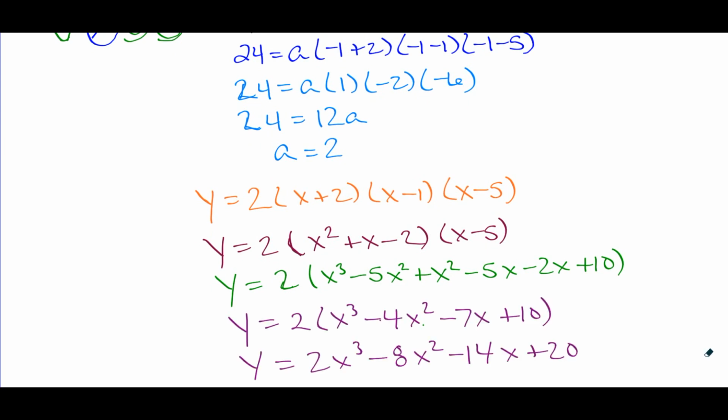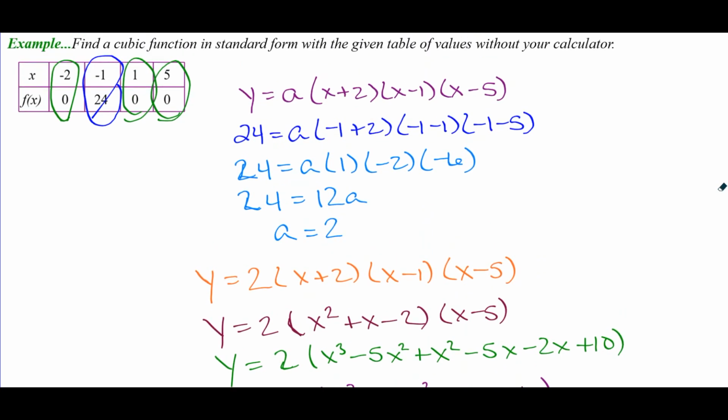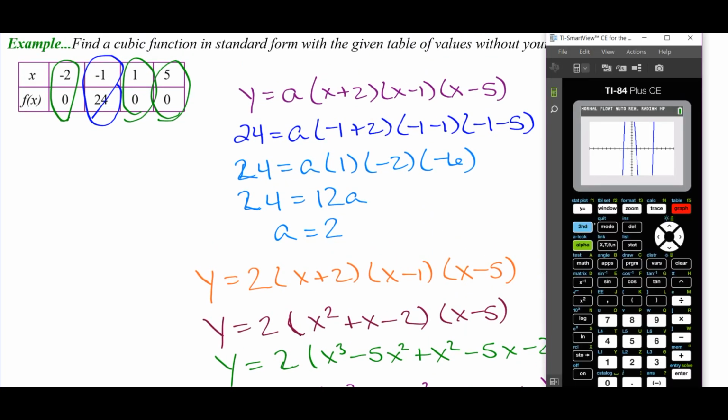I'm going to use the calculator to double check this. I'm going to graph the equation, and then I'm going to check the points that were given to us in the table. So I'm going to go second, trace value, x equals -2, we get y equals 0, x equals -1, we get y equals 24, x equals 1, we get y equals 0, and x equals 5, we get y equals 0. So my table of points is confirmed, and I have my answer.